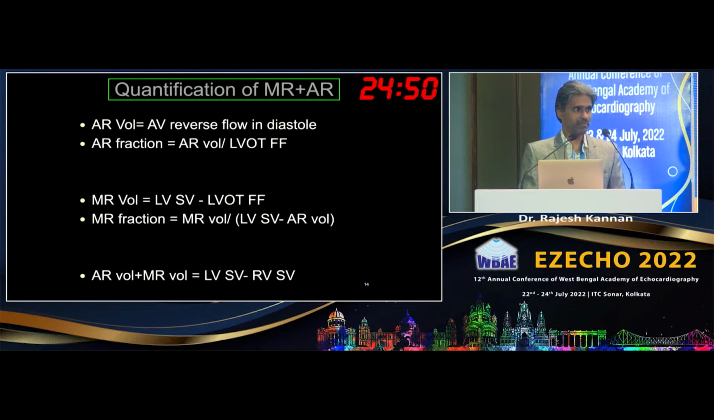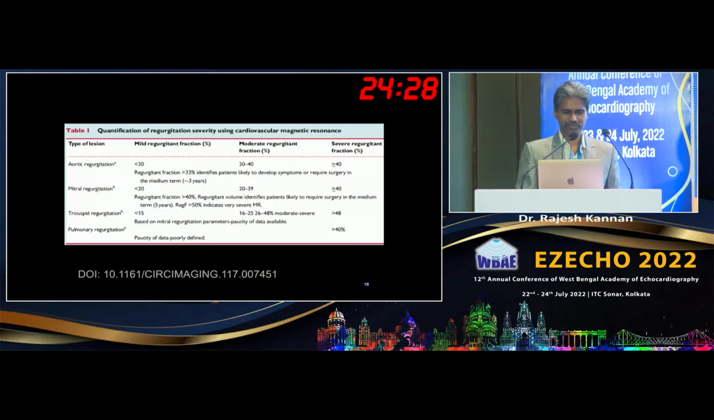When you are coming to the MR, we are using the same formula, but if the patient has associated AR, then we have to subtract the aortic regurgitant volume in the denominator when calculating the MR fraction. We can also look at the combined AR and MR volume by subtracting the RV stroke volume from the LV stroke volume if there is no right-sided valvular disease.